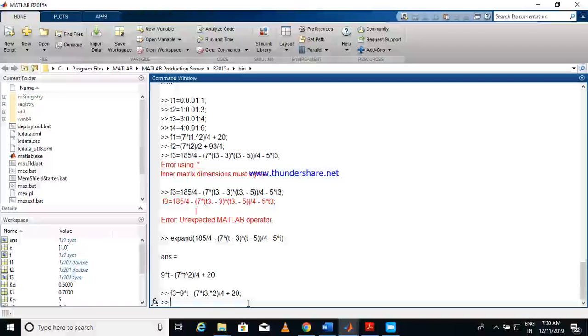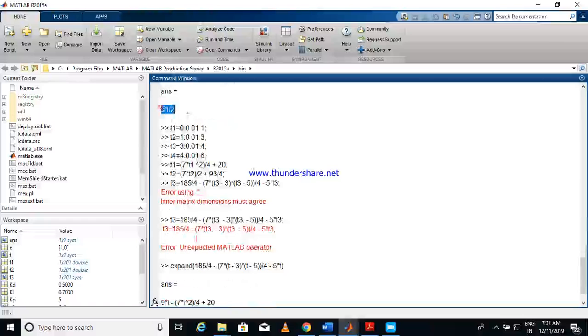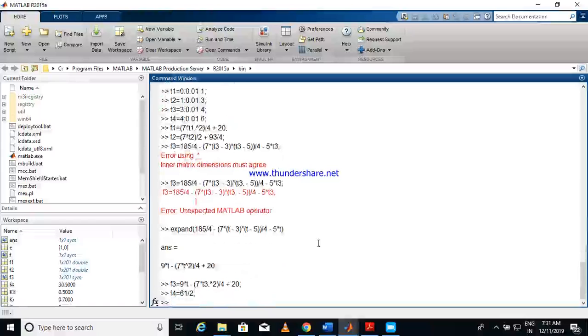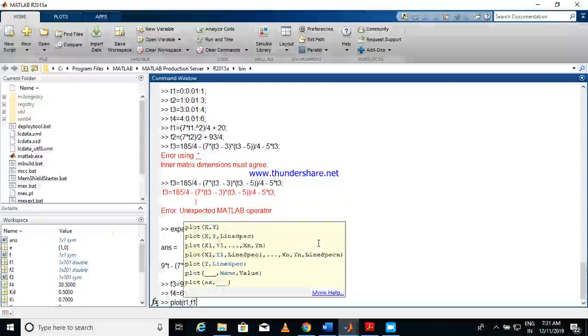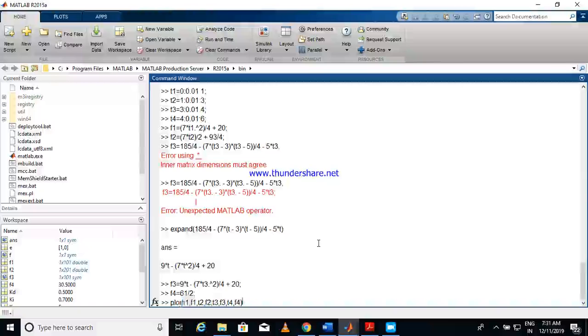Okay, now it took. Now F4 is equal to, as I told, after that it is maintaining constant output, so it is 61 by 2. Okay, so now the interval and the output function are defined. Now I am giving the plot command. So T1 F1, T2 F2, T3 F3, T4 F4. So this is the final output.